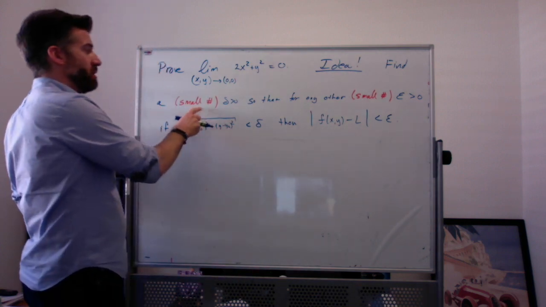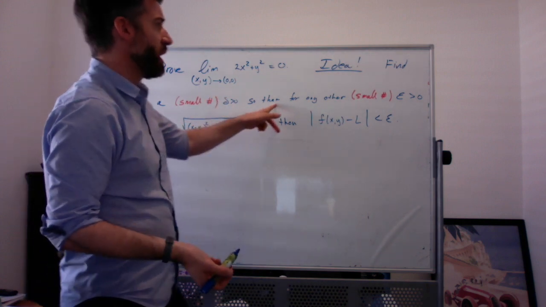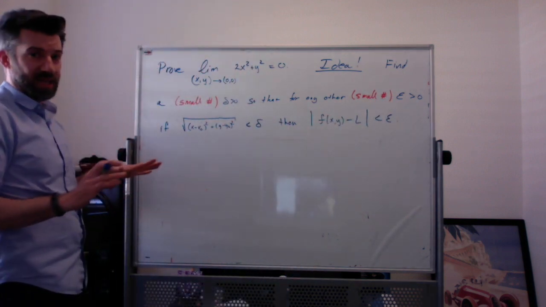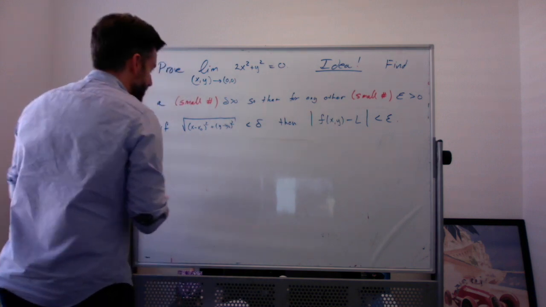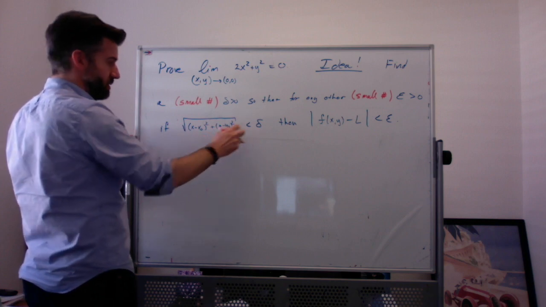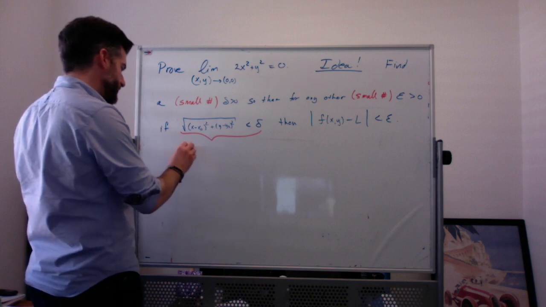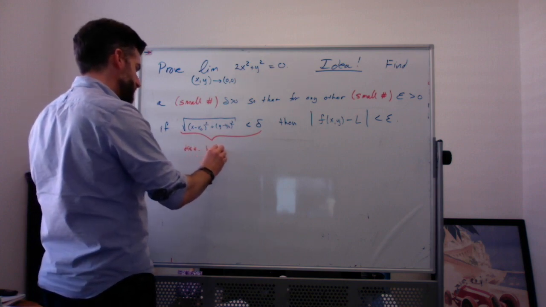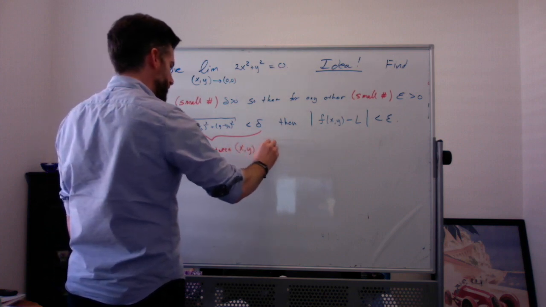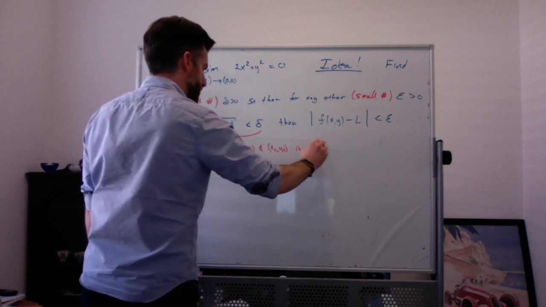We're going to find a small number delta, greater than 0, a positive delta, so that for any other small number epsilon, which is also positive, the following is true. And this is the part we have to find some understanding of. If the square root of (x minus x naught) squared plus (y minus y naught) squared is less than delta, all this says is that the distance between (x, y) and (x naught, y naught) is less than delta.